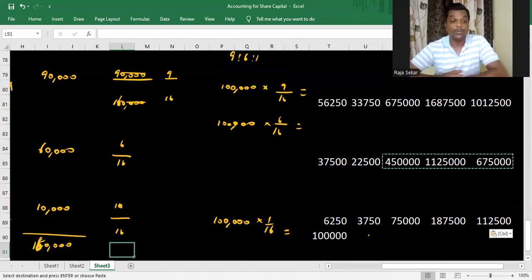That is called pro rata allotment. We have made pro rata allotment. So every person who has applied for shares has got some shares and become a shareholder of the company, and is supposed to pay the allotment money.